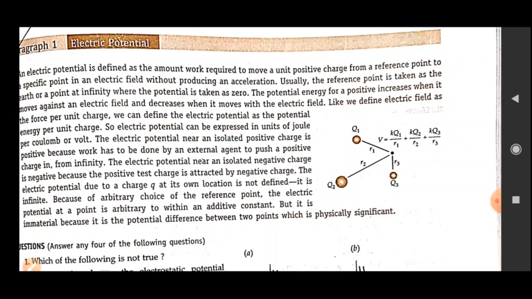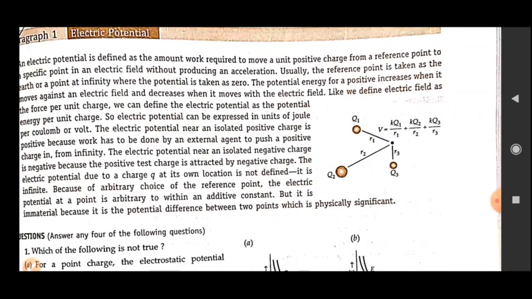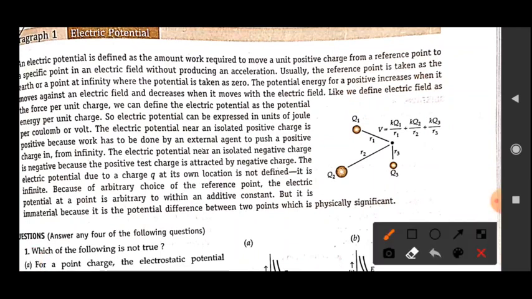An electric potential is defined as the amount of work required to move a unit positive charge from a reference point to a specific point in an electric field without producing an acceleration. So, for example, if we have to move any charge to a certain point, then we need to do some work against the electric field of that charge, and the work we provide without acceleration is known as its electric potential.